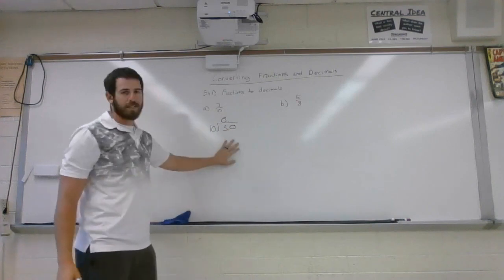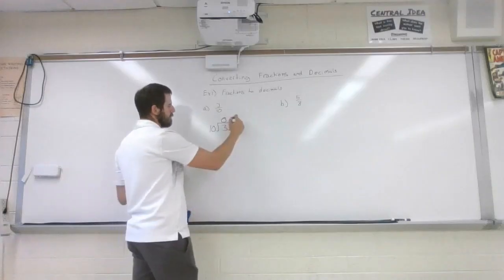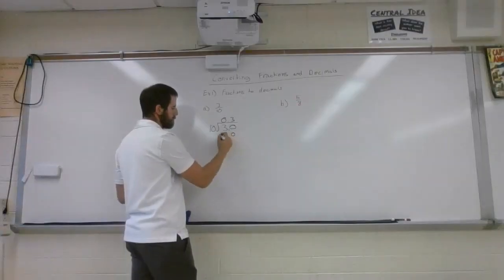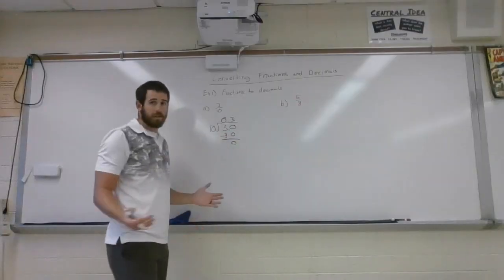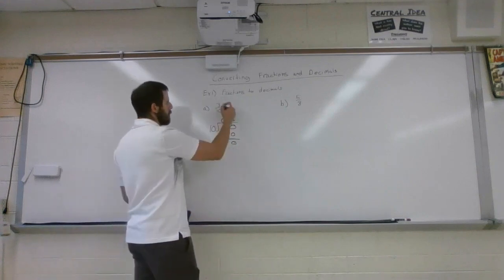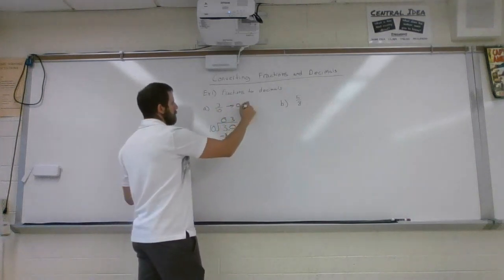And then, how many times does 10 go into 30? Well, it goes in 3 times. We multiply and subtract, and we get a 0. That's our answer. Ta-da, done. 3 over 10 turns into 0.3.